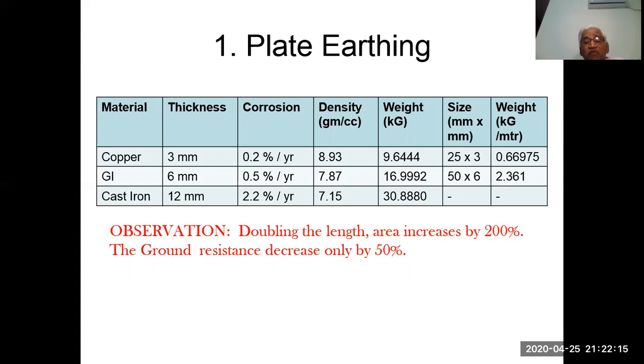Now you can see from the previous formula, on doubling the length, the area increased by 200 percent, because 600 has gone to 1.2 meters, and the other 600 has also gone to 1.2, so it has become 4 times. So it is a 200 percent increase, but the ground resistance decrease is only by 50%. So the money which we are spending is more, but we get less for the resistance.